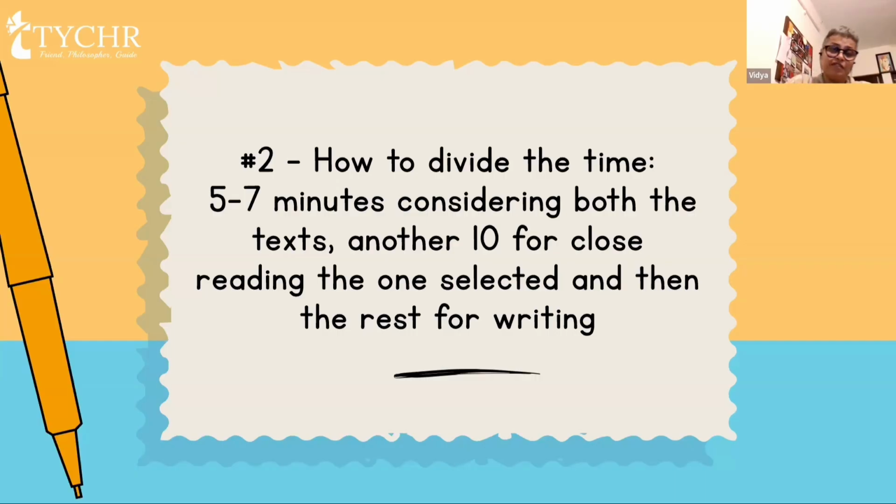Because a perceptive inference comes to people who are familiar with the topic of the text type. So when both the texts are making equal sense, choose one which has got a friendlier topic, something that you have read about, something that you hear people around you talk about, and all of that, right? So 5 to 7 minutes of this, another 10 minutes for close reading.